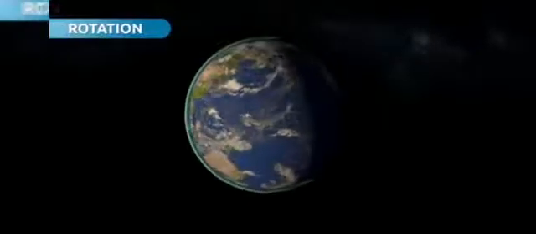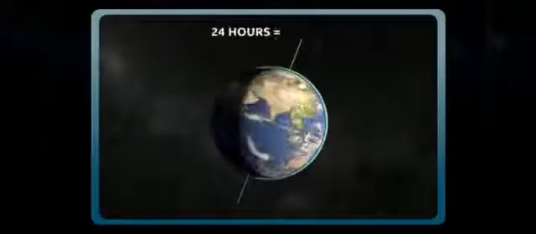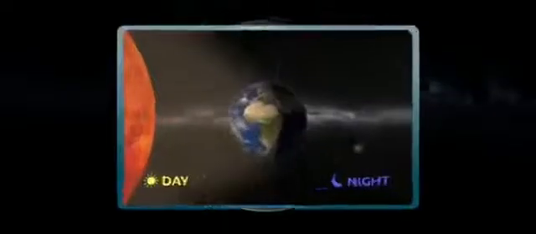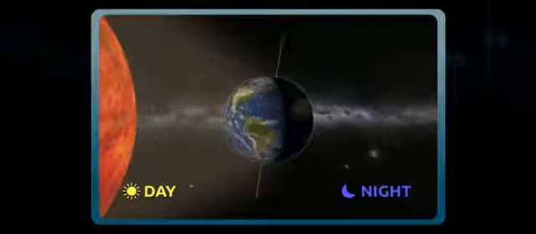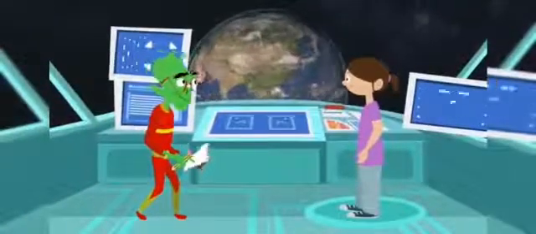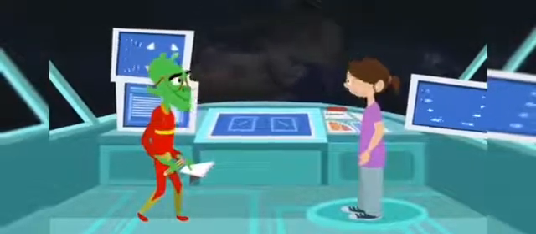This movement is called rotation. The Earth spins around an imaginary line which passes through the poles. If you look closely, you'll notice that the axis is a little inclined, almost 24 degrees. It takes planet Earth 24 hours to complete one rotation on its axis, which is the equivalent of one day. Rotation explains day and night. As you can see, it's daytime in the part of the Earth that faces the sun, and nighttime on the dark side. Do you understand? I do. Rotation means the Earth is spinning around itself. Exactly right. Now I'll explain revolution.